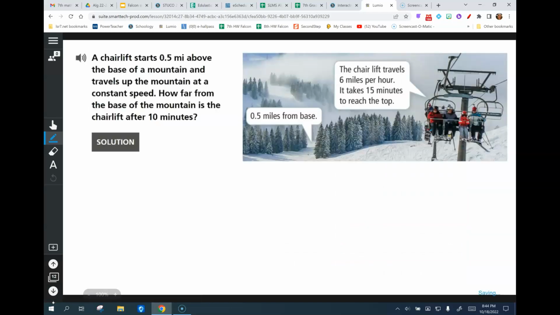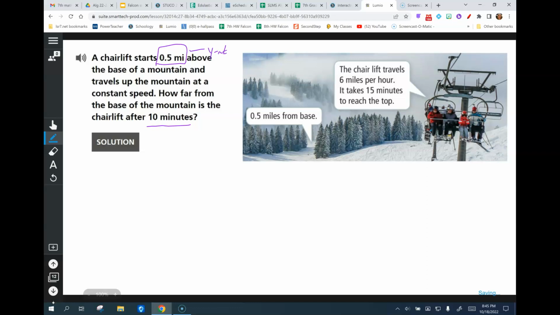Okay, so a chairlift starts at a half mile above the base of a mountain and travels up the mountain at a constant speed. How far from the base of the mountain is the chairlift after 10 minutes? Okay, so it starts at 0.5 miles. You know what that's going to be. That's right, that's going to be your y-intercept.